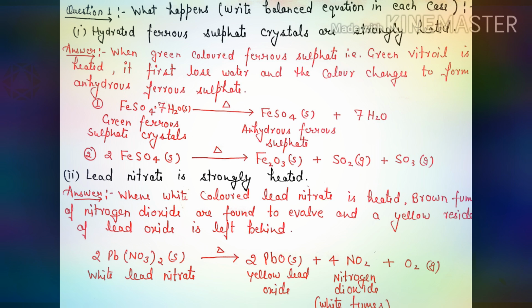Number 2: lead nitrate is strongly heated. When white colored lead nitrate is heated, brown fumes of nitrogen dioxide are found to evolve. A yellow residue of lead oxide is left behind.